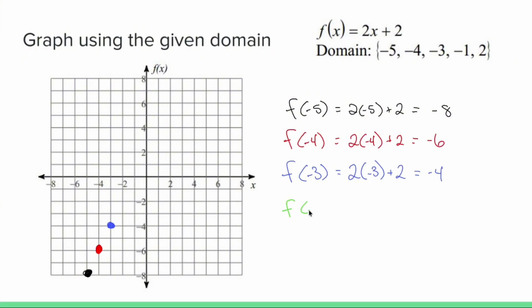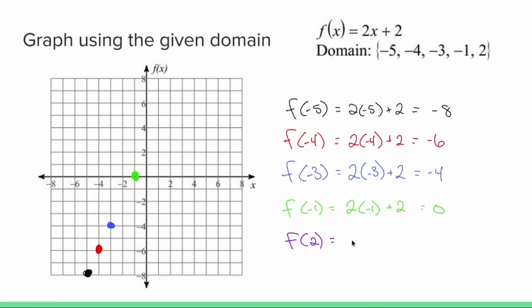So f of negative 1 is going to be 2 times negative 1 plus 2. 2 times negative 1 is negative 2. Negative 2 plus 2 is 0. So negative 1, 0 is the point right here. Negative 1, 0. Last but not least, I'm going to find out what f of 2 is.